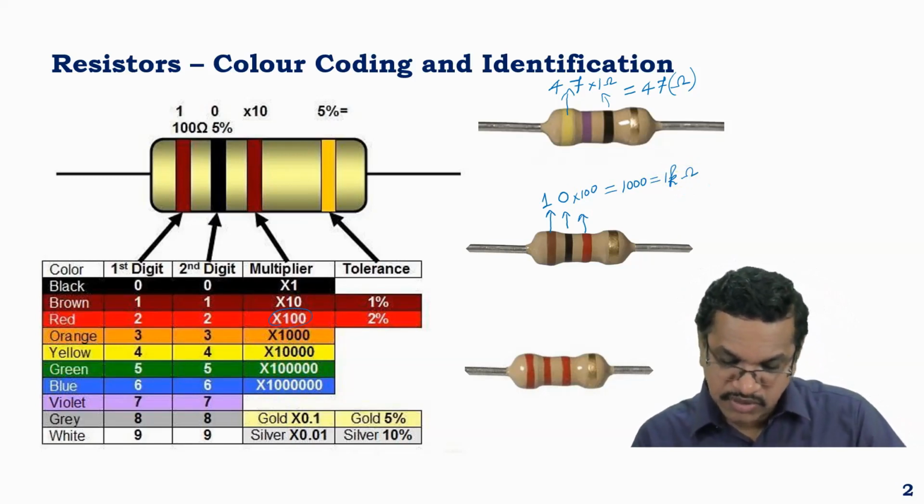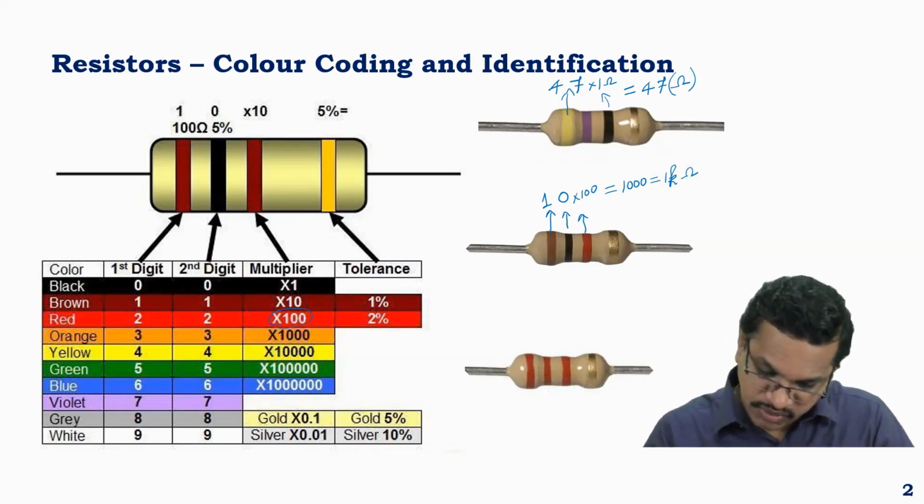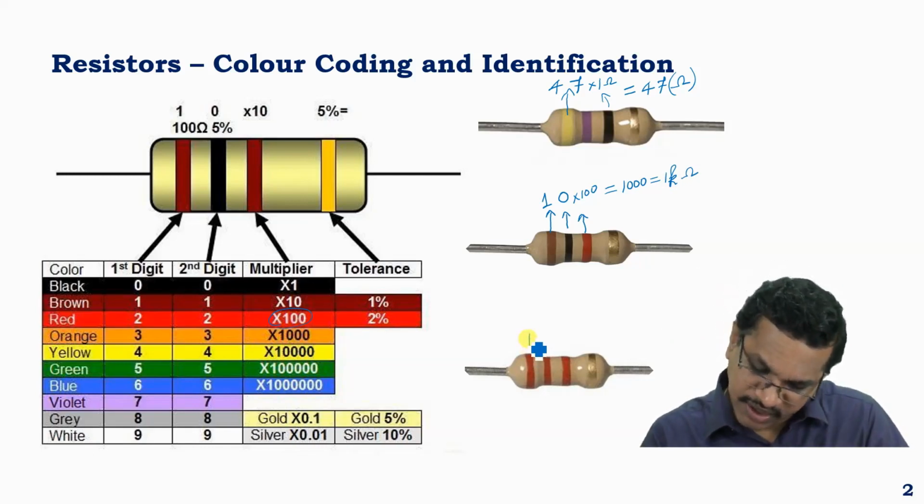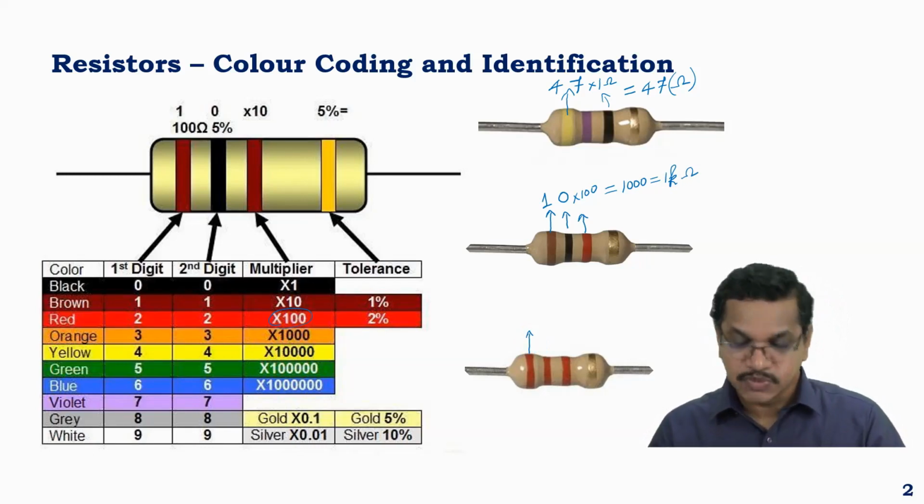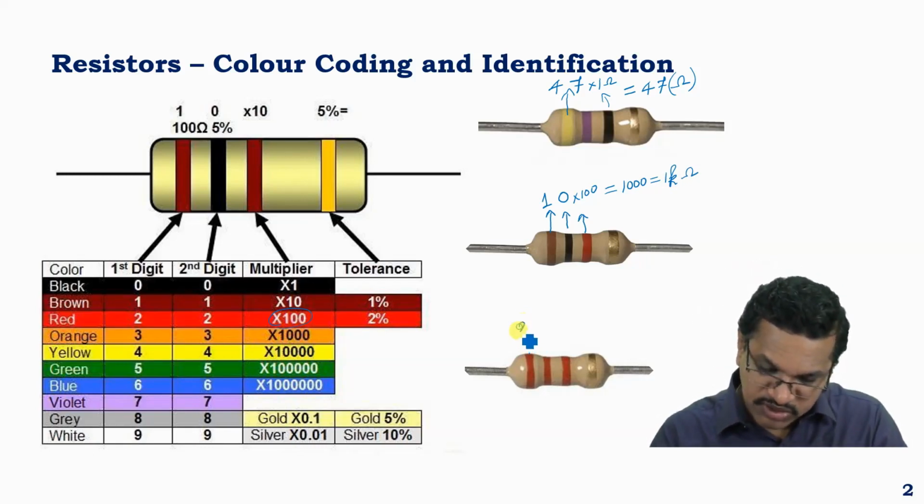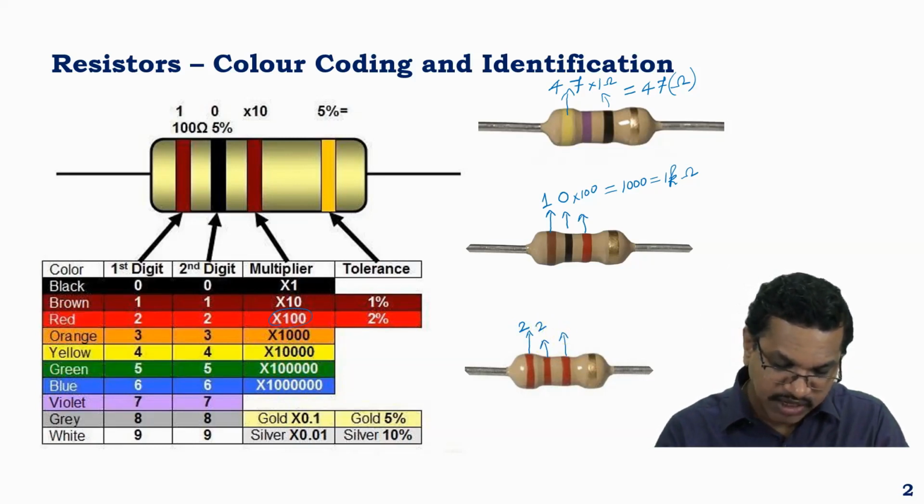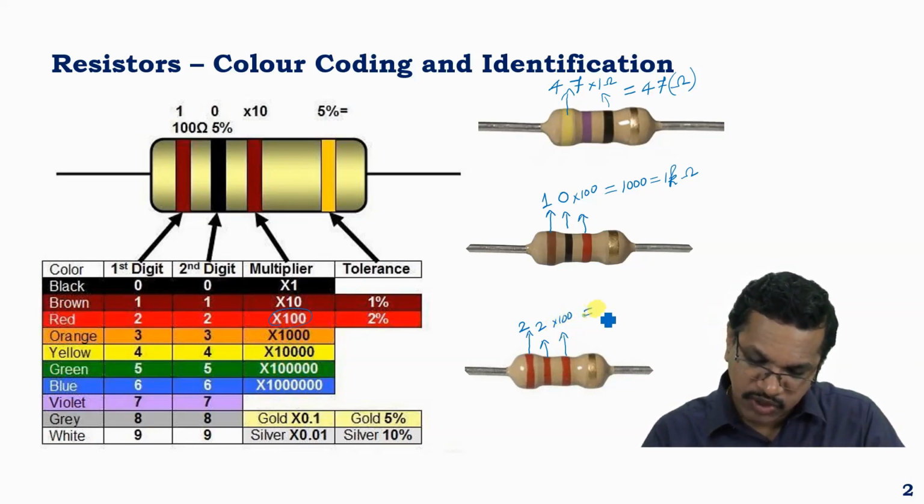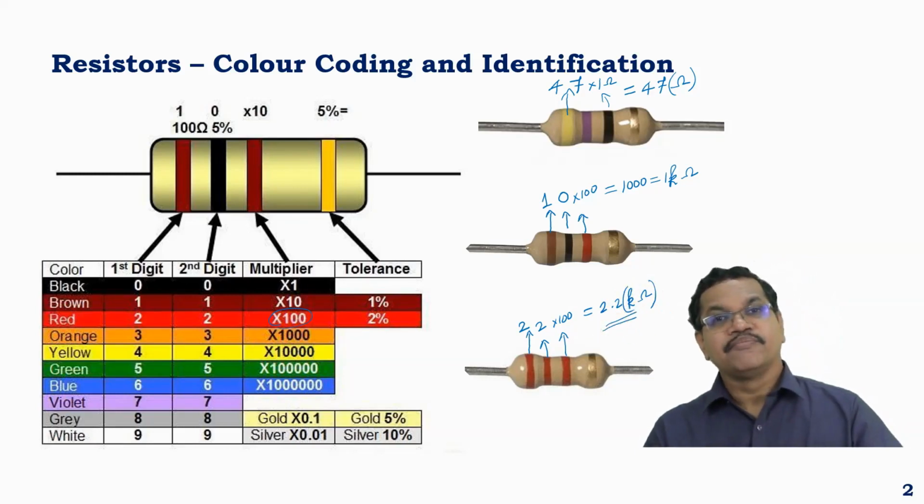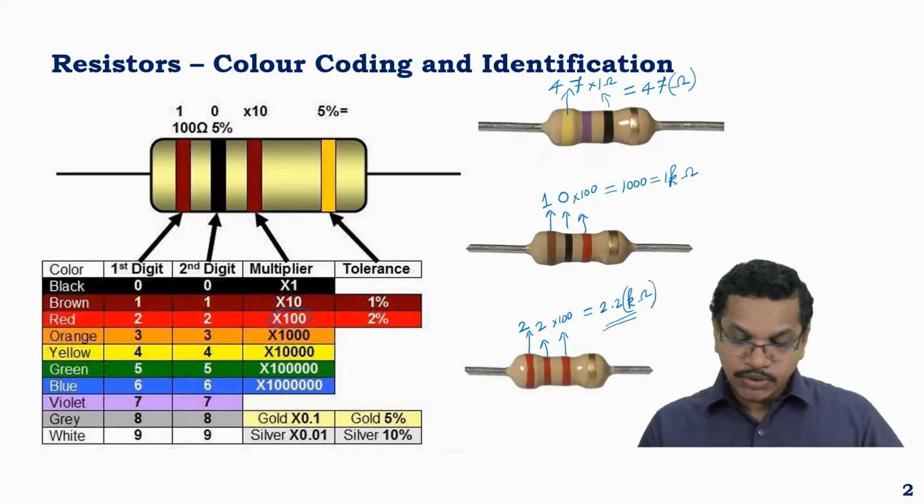Third example, all colors are actually red. So if all bands are red, even that is correct. So you try to write the value of each band. Red corresponds to 2, first digit is 2, second digit is also 2, third digit corresponds to a multiplier of 100 again. So you will have 2200, which will be 2.2 kilo ohm. So this is the way we find the resistance value using color codes.